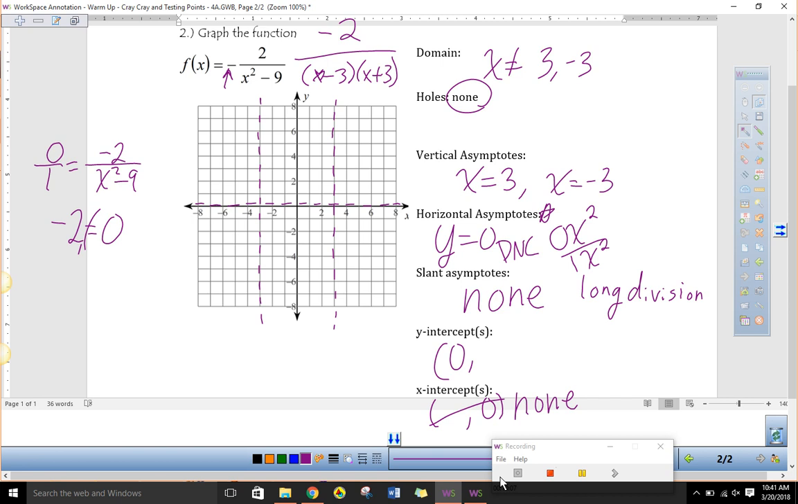Do I have a y-intercept? Where does it fall? Student interruption to all students that eat on B and C lunch. Please report to your cafeteria at this time for your lunch. You have a 15-minute lunch period. I apologize, I didn't phrase that.